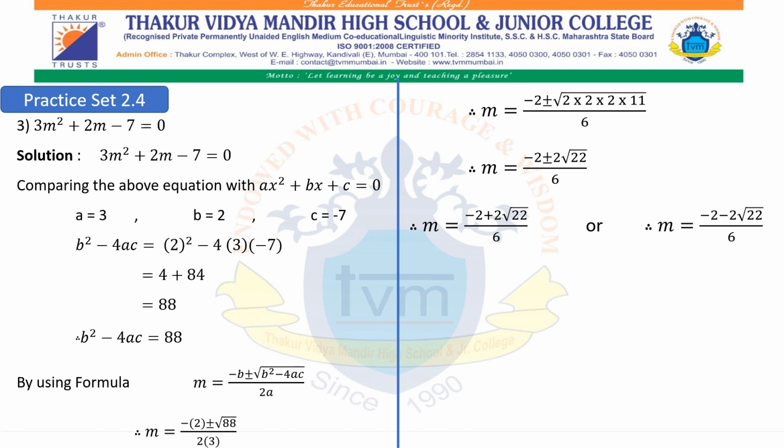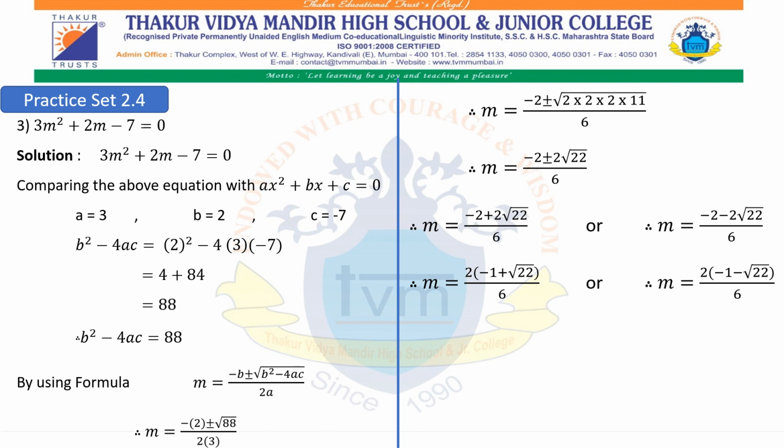Observe the numerator in both the equations. In both the equations we get two terms. In the first equation we get minus 2 plus 2 root 22 where we can take 2 as common, and in the second equation we are getting minus 2 minus 2 root 22. Here also 2 we can take as common, which can be written as m equals to 2 in bracket minus 1 plus root 22 upon 6 or m equals to 2 in bracket minus 1 minus root 22 upon 6.